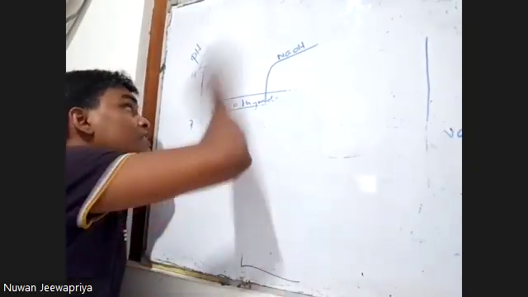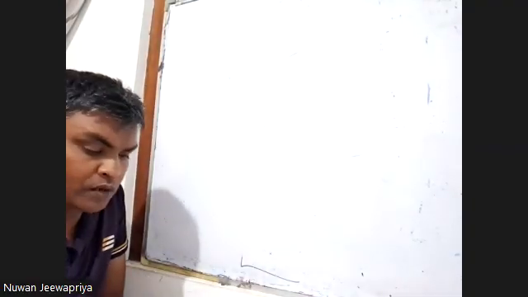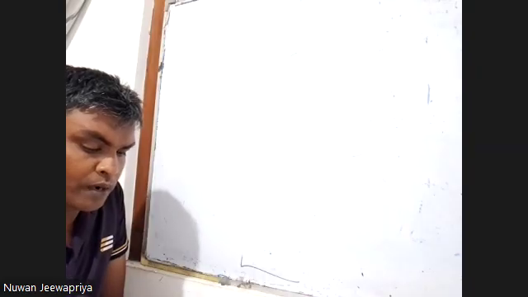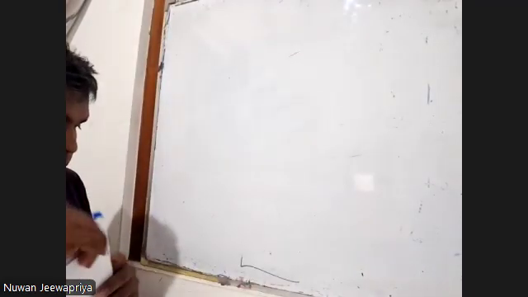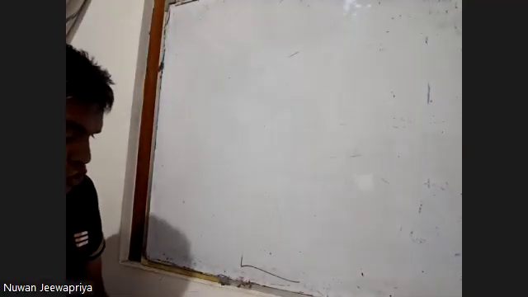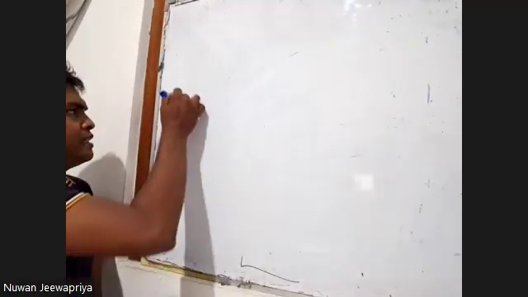Then I go to the next question of that tute. The next question is: what is the conjugate base of the acid CH3COO minus? So now see that it's something like this.